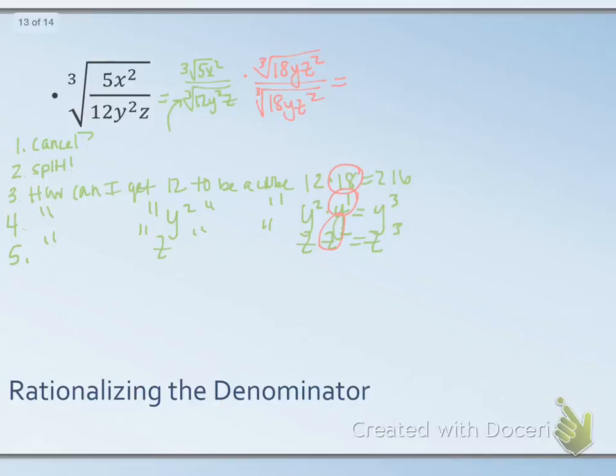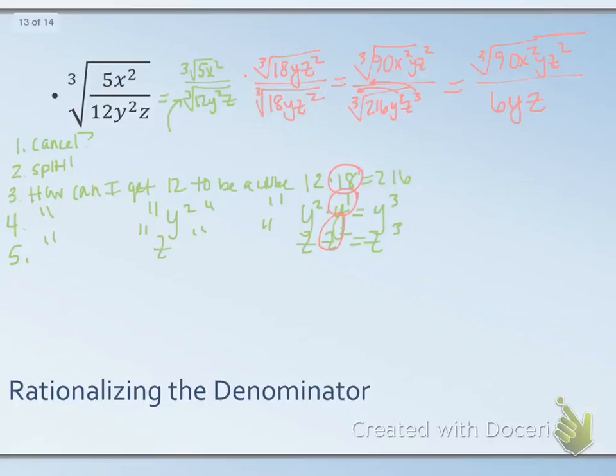Because now when I multiply, so we multiply the top, 18 times 5 is 90, and then I have x squared yz squared. When I multiply the bottom, I get 216, which is what I wanted. Then I get y cubed and z cubed, which is what I want, because now what I can do is take the cube root of them. The cube root of 216 is 6. 3 divided by 3 is 1, so I just get a y on the outside. 3 divided by 3 is 1 again, so I just get a z, and now I have no radical in the bottom. So then your next check is the top.